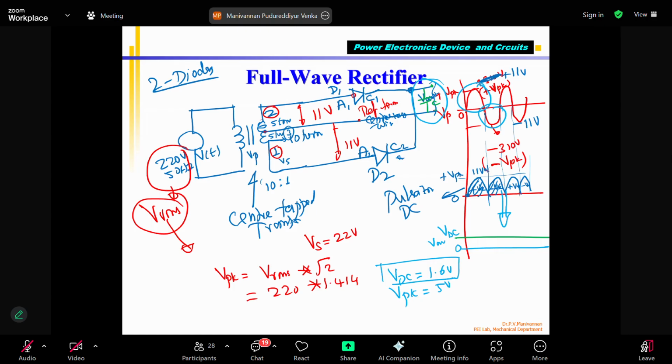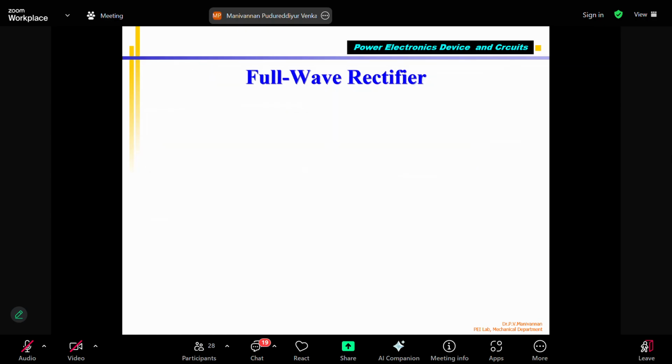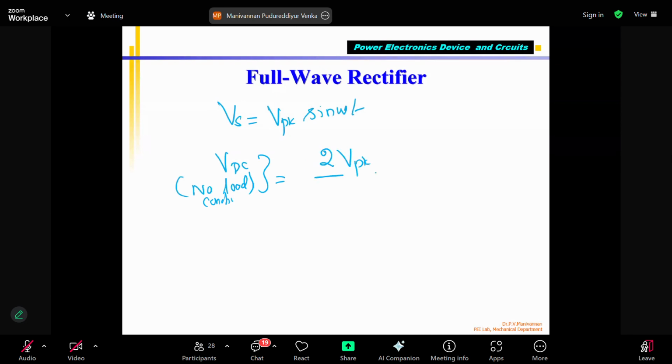But in the full wave rectifier, the value will be different. So what is the equation? We say that Vs, the secondary output voltage, equals V peak times sine omega t. Same input we are giving. Now the VDC in no load condition, without load, equals 2 times V peak divided by pi. What was the VDC for the half wave rectifier? It was V peak divided by pi. Here you can see that it is multiplied by 2.